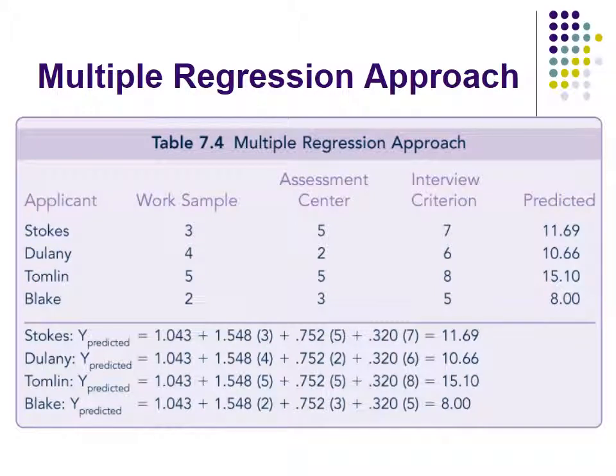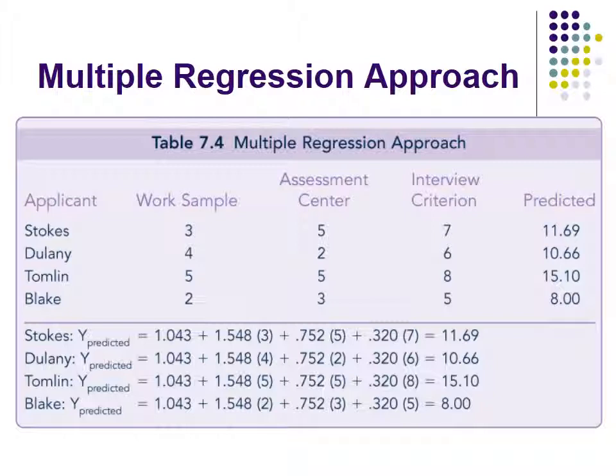So an example of a multiple regression approach. In this case, all of our applicants are given all the tests, so a work sample, an assessment center, and an interview. They're ranked, and then those ranks, so let's look at Stokes, our applicant number 1. Their score on work samples was a 3, on assessment center was a 5, and on the interview criterion, in other words, a measure of how well they did in the interview, a 7.